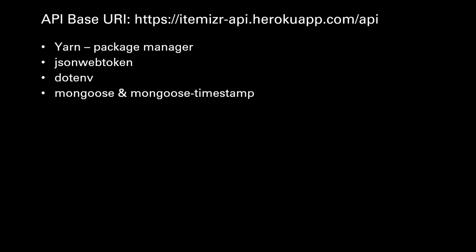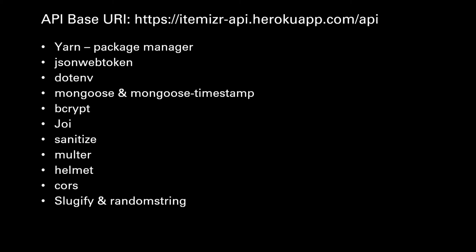schema and model related solutions, and for creating the createdAt and updatedAt fields automatically, bcrypt for hashing passwords, Joi for validating user input and sanitizing user input by using sanitize, Multer for parsing form data body and for uploading files, Helmet for adding a security layer to the Express application, for enabling cross-origin resource sharing I use CORS, Slugify and randomstring for the slug field, and nodemon as dev dependencies.